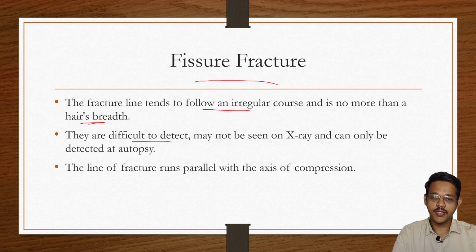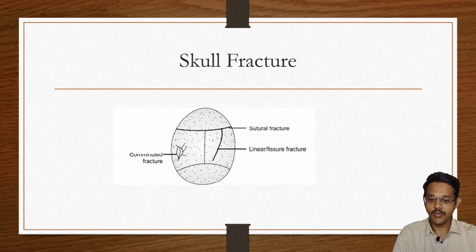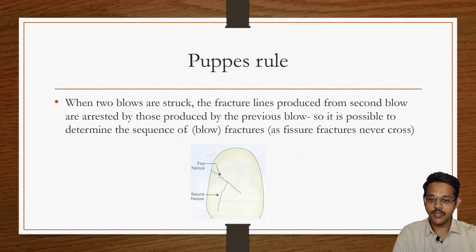They are very difficult to detect, may not be seen on X-ray also, and can only be detected at the time of autopsy if the person has died. The line of fracture runs parallel with the axis of compression. Usually the compression force is perpendicular to the fracture line. So this is the linear fracture.